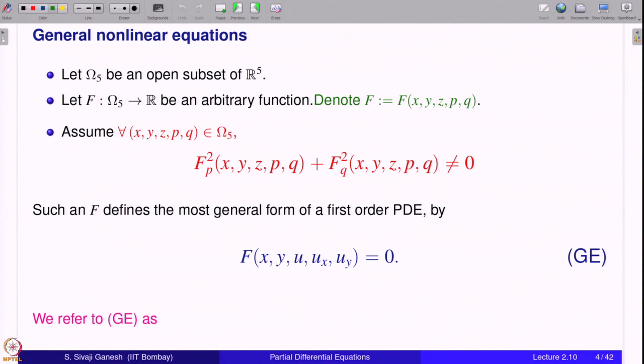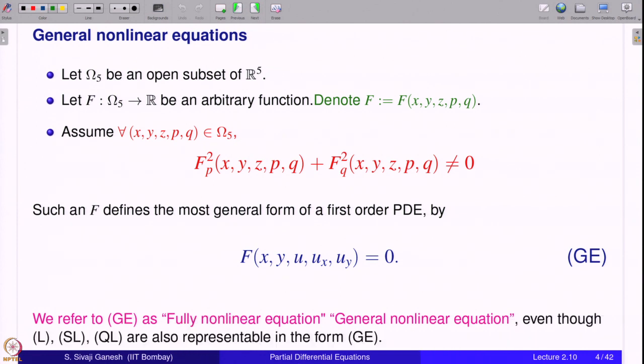So, we refer to this as GE. We used L for linear, SL for semilinear, QL for quasilinear. GE we use to denote the most general form of a first order PDE. Sometimes we call it fully nonlinear equation, sometimes we call it general nonlinear equation. You should not be confused, because fully nonlinear is a very standard usage for this kind of equation, and I am calling it general nonlinear equation, a mild step down from the word fully.